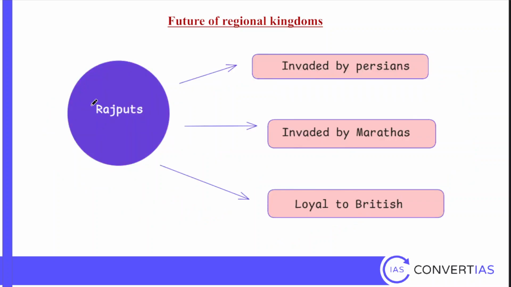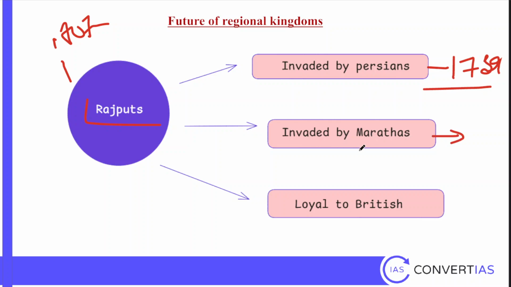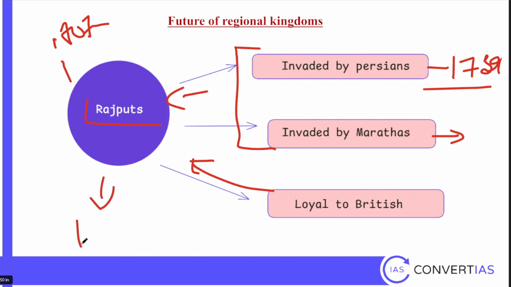Then Rajputs. I've told you Rajputs started rebelling against the Mughals since 1707. In 1739, the Persian Sultan invades. So naturally, he will invade the Rajput region as well. Then Marathas will also invade the Rajputs because Marathas are known for their plundering nature. So this is how they gather wealth. Because of these two successive invasions, the Rajputs get weakened. And therefore, they remain loyal to the British because they had to face a lot of struggle from other enemies. During the 1857 revolt, Rajputs are one group that supported the British.